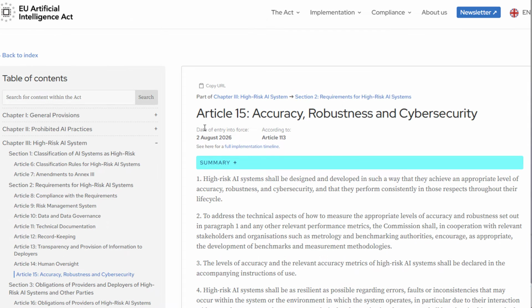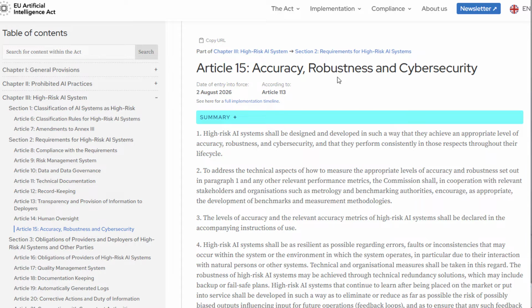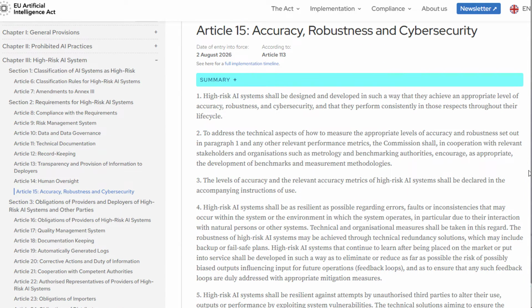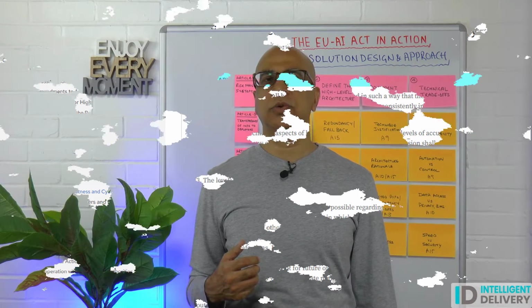Article 15, accuracy, robustness, and cybersecurity. The design decisions need to ensure resilience to real-world failures, adversarial inputs, and security breaches as well. So this directly impacts the architecture and the AI technique chosen.